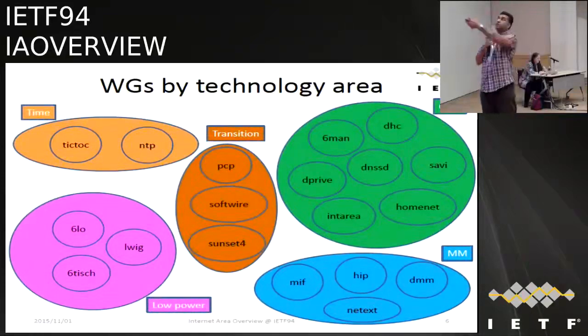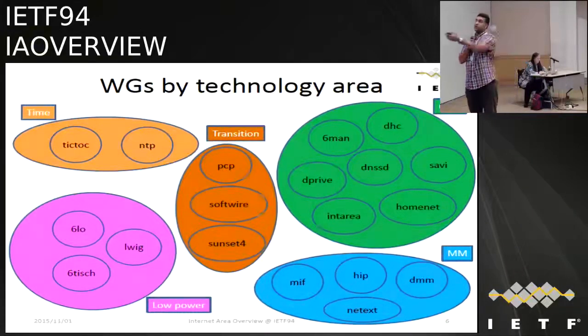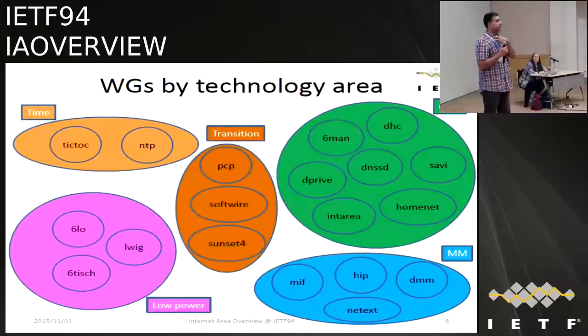So for example, if you want to look at the core stuff in the internet area, the stuff about IP, DHCP, DNS, these are the working groups you need to pop into. Or if you're interested in mobility and multi-homing, you can look at the stuff in blue. The slides are available at the editing wiki, and there's a link at the end you can take a photo of if you want to look at the stuff afterwards.